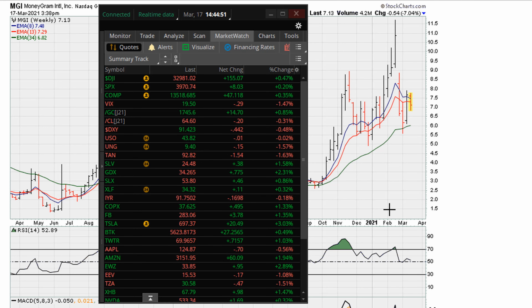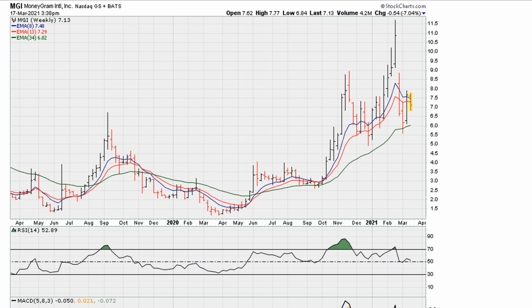We're going to be using two stocks. Let's begin with the first one here. And I want to discuss this concept of hidden resistance. So let's take a look at the first chart here. We see it's MGI, MoneyGram.